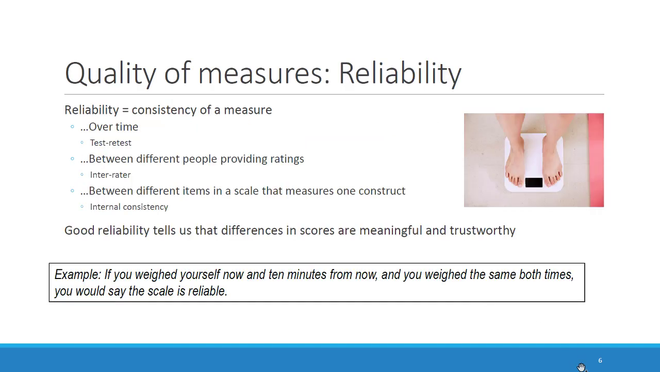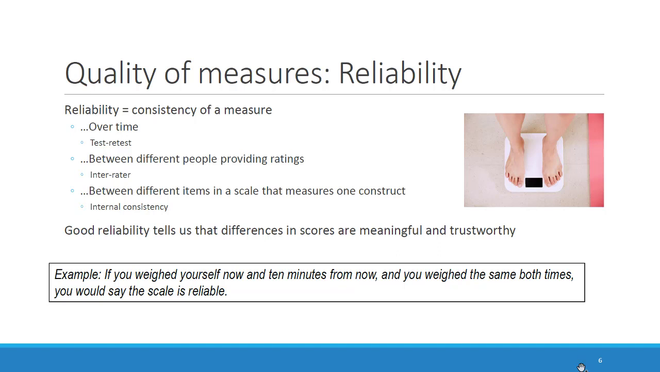Reliability refers to the consistency of a measure. So if you think about it in terms of a car, if you have a very reliable car, that car is consistent, it always starts for you, it's dependable. That's kind of one way that you can think about it. We have different forms of reliability that we pay attention to in psychological research.